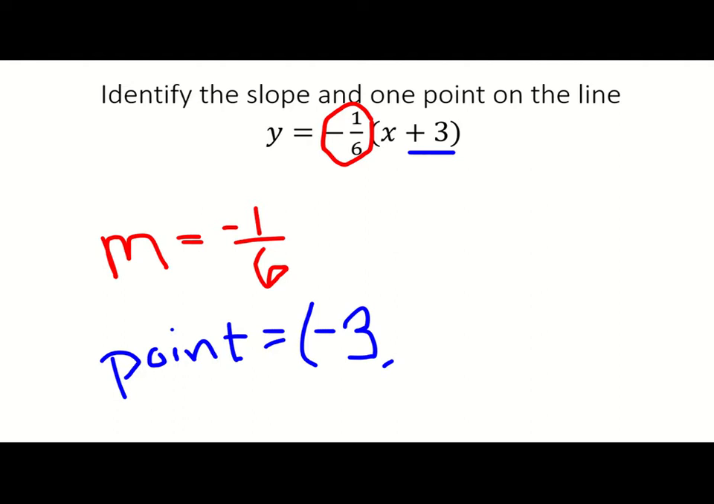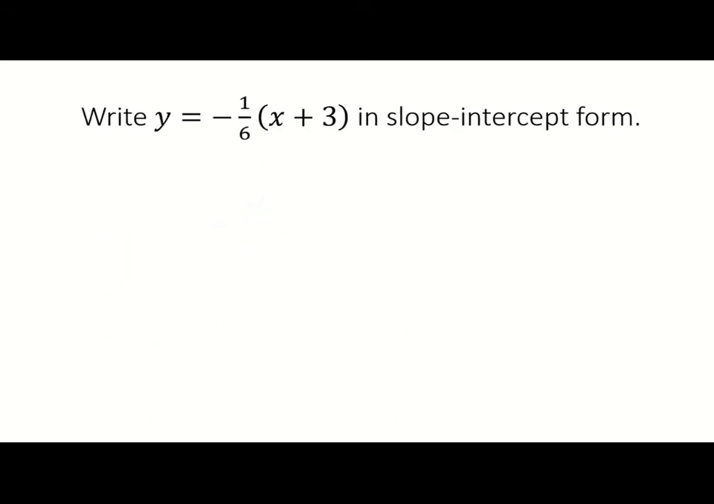And then after the y, there's no number. So you have to think what number means nothing, and that would be 0. So we have a slope of negative 1/6 and a point at negative 3, 0. So now what we're going to do is take that equation and write it in slope-intercept form.